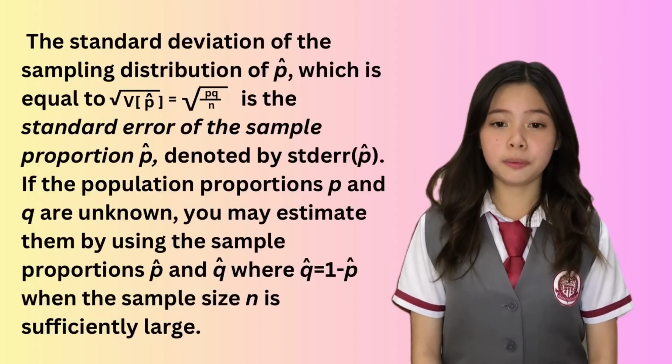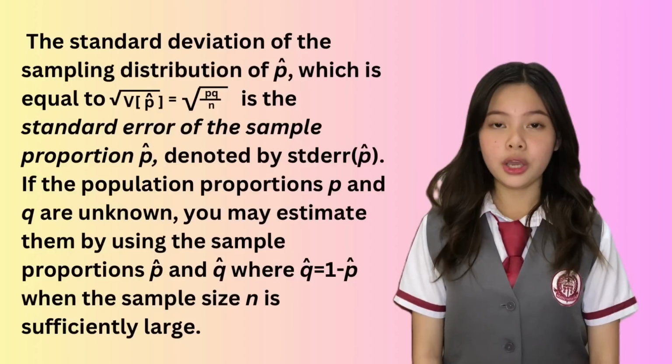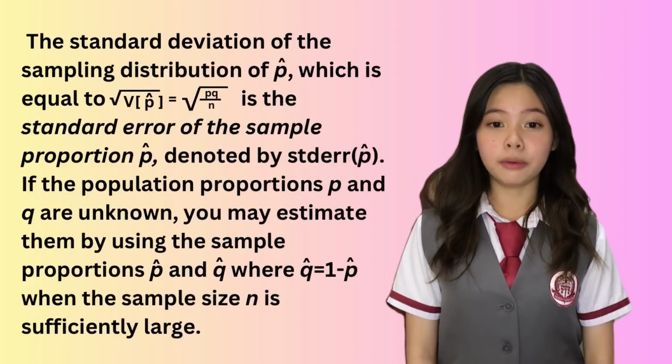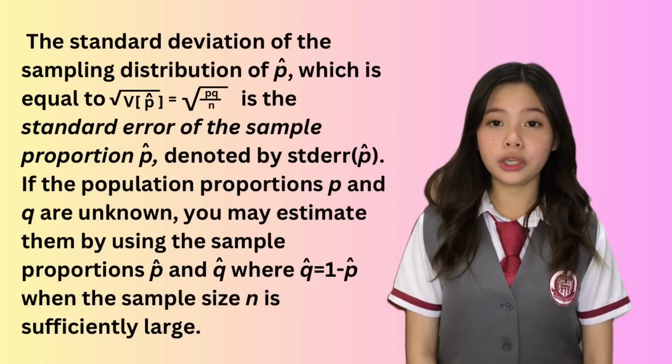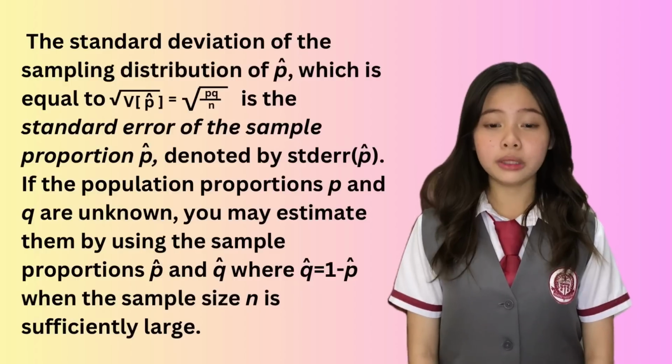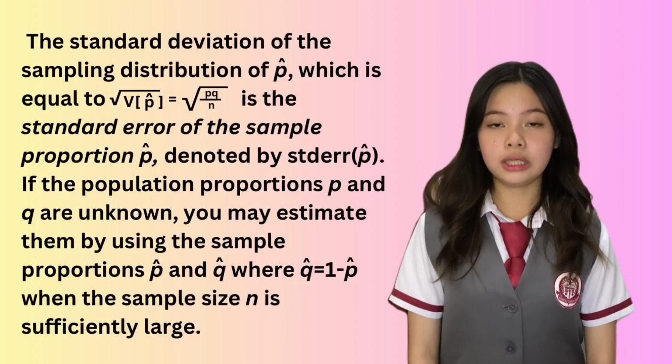If the population proportions p and q are unknown, you may estimate them by using the sample proportions p̂ and q̂, where q̂ is equal to 1 minus p̂, when the sample size n is sufficiently large.